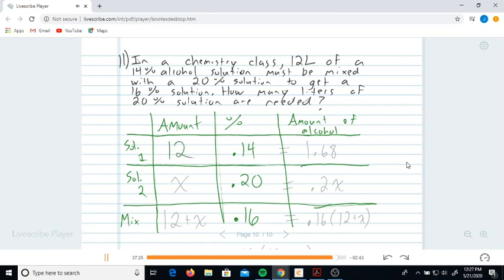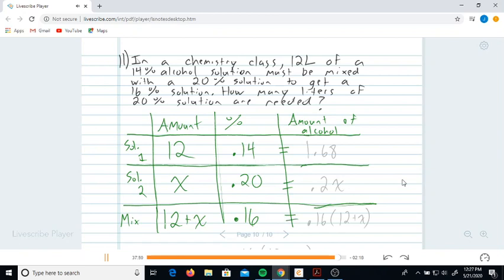So we got 12 liters of the 14% solution. Must be mixed with a 20% solution. How many liters of the 20%? That's our goal. We want to figure that out. X marks the spot. And we're pouring solution 1 into solution 2 to get the mix. So we're dumping these two things together. So that means the amount of the mix is 12 plus X. So we're assuming no chemical reaction is taking place.